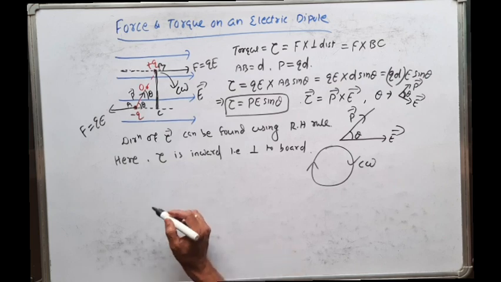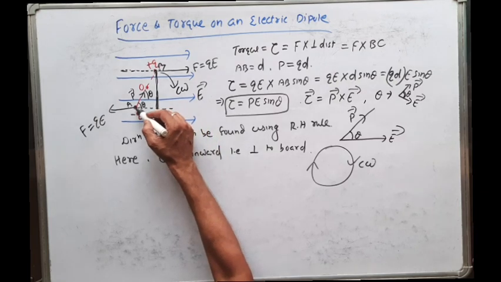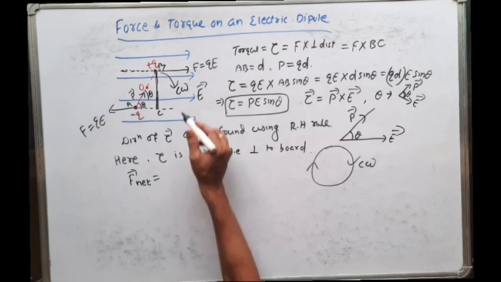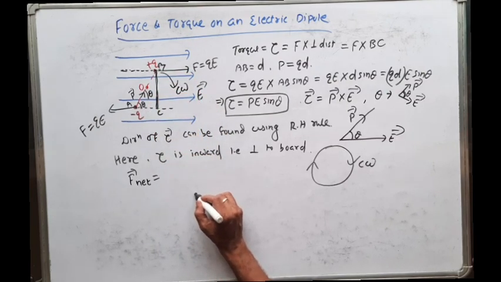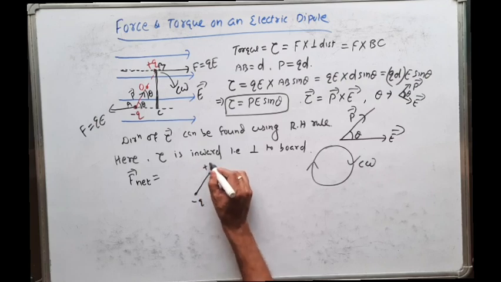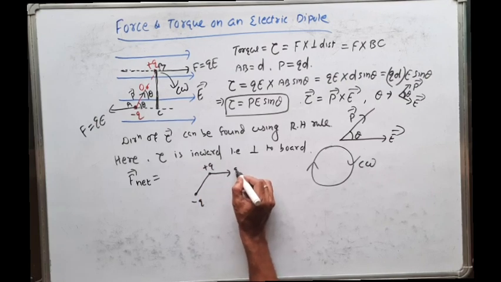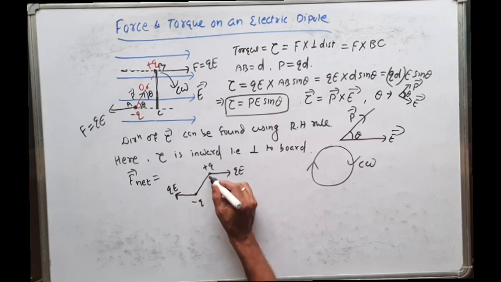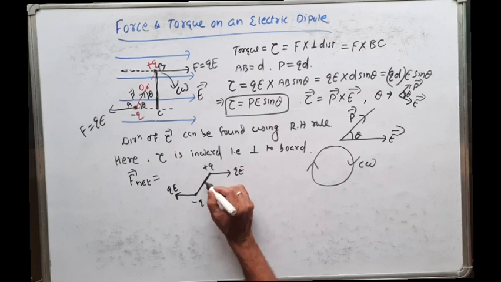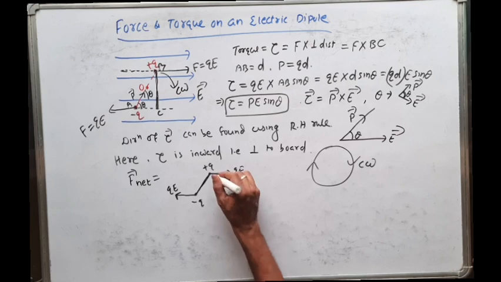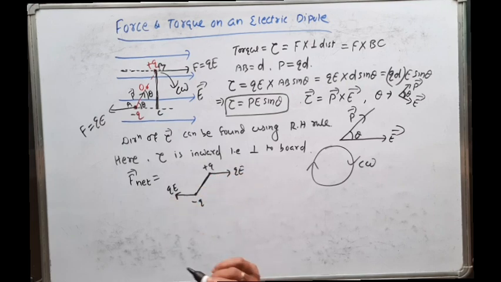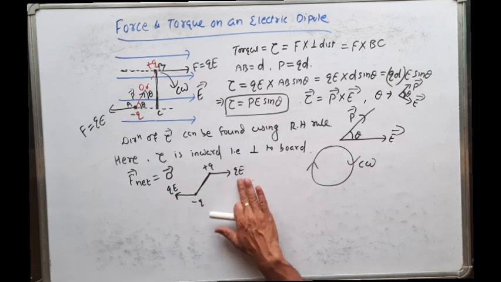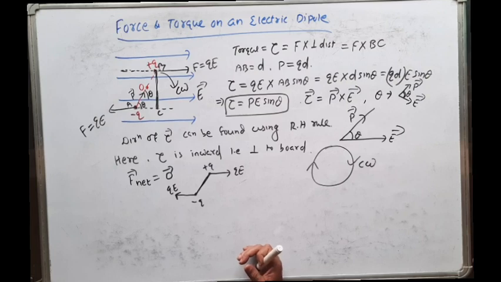Now you see, but what is the net force on the dipole? What is the net force on the dipole? You see, this is the dipole. So this is minus q, this is plus q. Here electric field applies a force of QE towards right. Here electric field applies a force of QE towards left. So since this is dipole, if I'll take the free body diagram of this dipole, so one force is towards right, another force is towards left. So net force is equal to what? 0. So net force on a dipole is always 0.